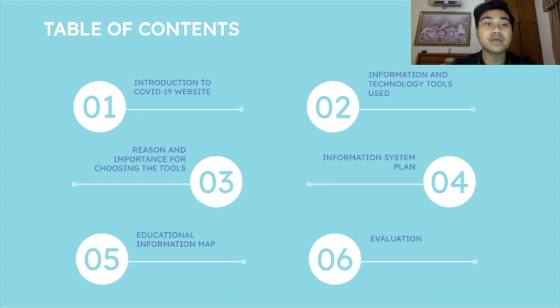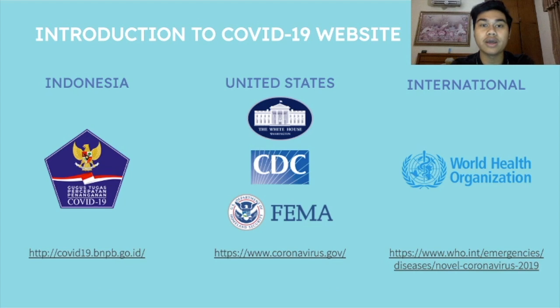Okay, the next page is about the table of contents. My group will have six contents. The first one is the introduction to the COVID-19 website, and the second content is the information and technology tools used. The third content is the reason and importance of using the tools, and the fourth content is the information system plan, and the fifth content is the education information map, and the lesson evaluation.